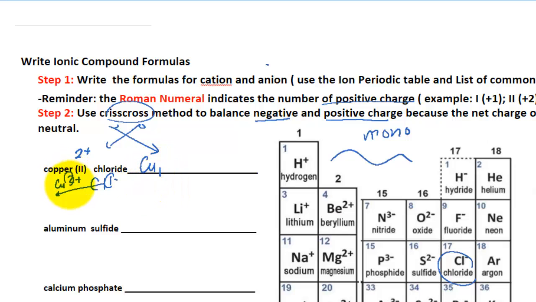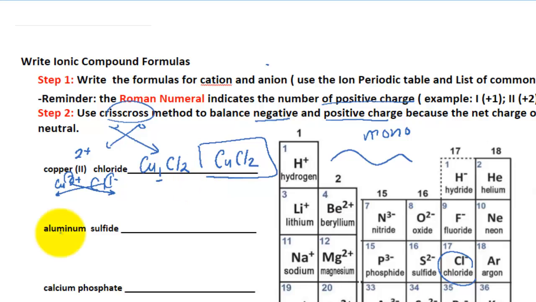And over here, that 2, we're going to crisscross and carry down to represent how many chlorine you're going to have. In this case, we're going to have Cl2. But when we have the 1, we don't have to write it, but you can write it like this. We can have CuCl2 as your final answer.